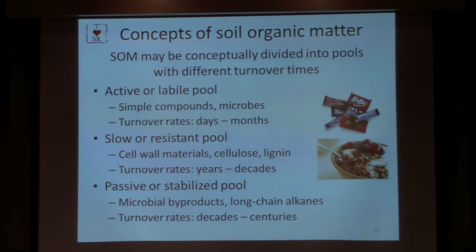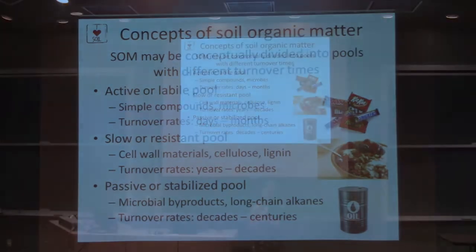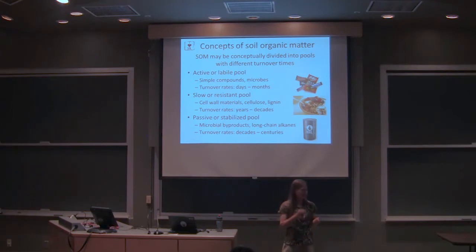All right, we've got the slow or resistant pool. Hopefully this morning you all had some granola or something that's going to stick with you for a little bit longer. This is made of cellulose, lignin, stuff that takes longer to break down. We think of the passive or stabilized pool as being microbial byproducts. Oftentimes these could be long-chain alkanes, but it's actually quite complicated and challenging to understand what passive soil organic matter is chemically. There are still a lot of mysteries into what makes stabilized carbon have such long residence times of decades to centuries.